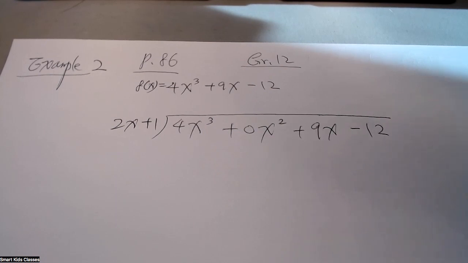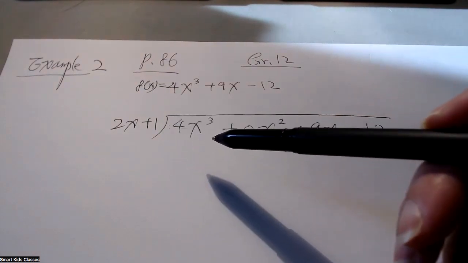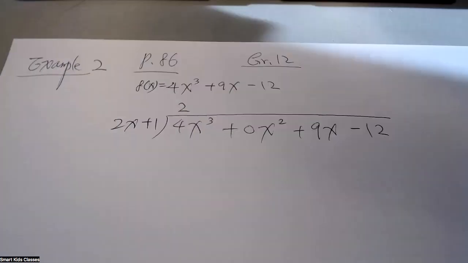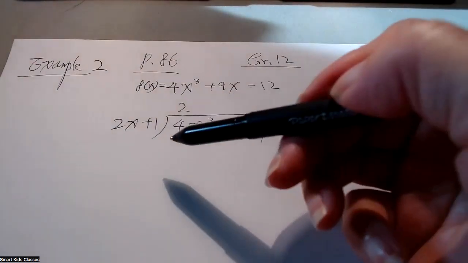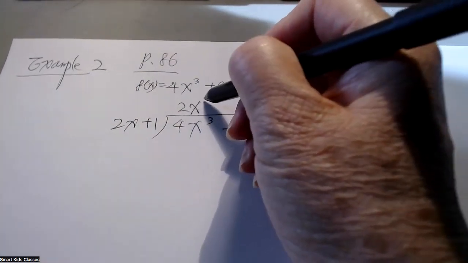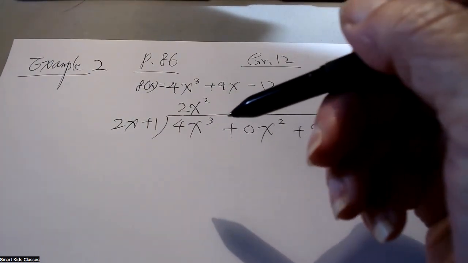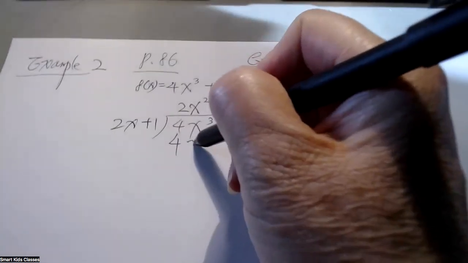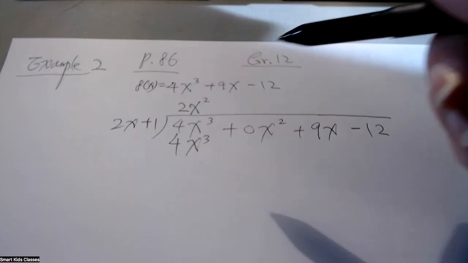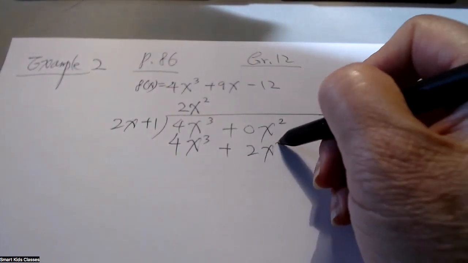Good. Now we're going to try the first number. Always cancel the first term. So we're going to try 2. 2 times 2, we get 4. And how about x exponent 3? Then we try x exponent 2. So now we multiply: it becomes 4x exponent 3, and 2x squared times 1 is going to be plus 2x squared.